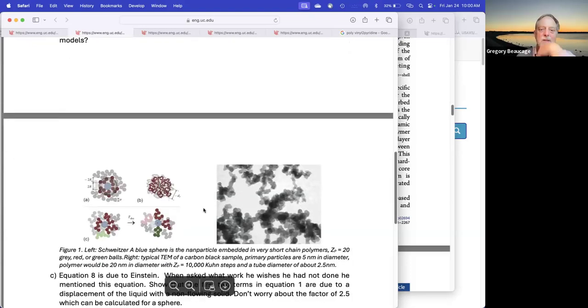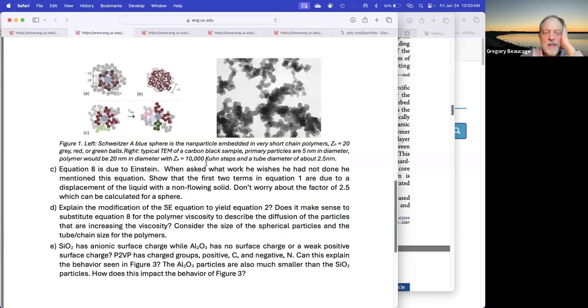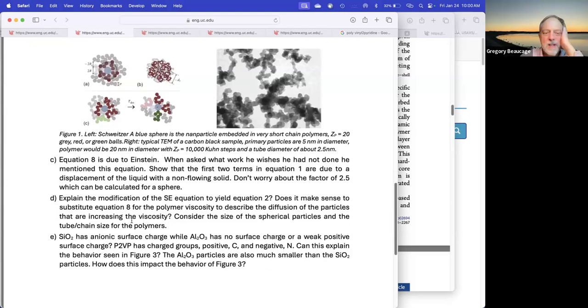All right, let me skip through so I can touch on all these. Equation 8 is due to Einstein, that's the viscosity equation I just showed you. When asked what work he wished he hadn't done, he mentioned this one. He wished he hadn't invented that equation because it's just a displacement law, and I guess it was below him. The first two terms, equation 1, are due to a displacement, so let me show how that works. And then the 2.5 factor is a little more complicated to calculate. It's for spheres.